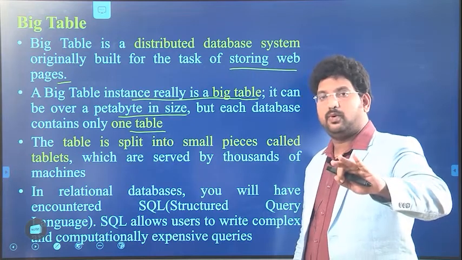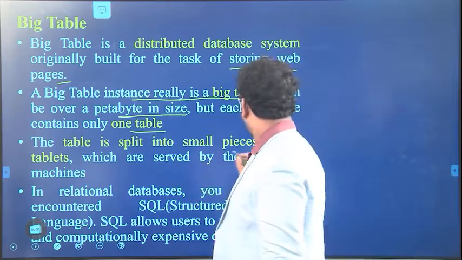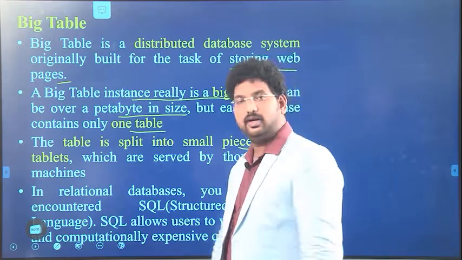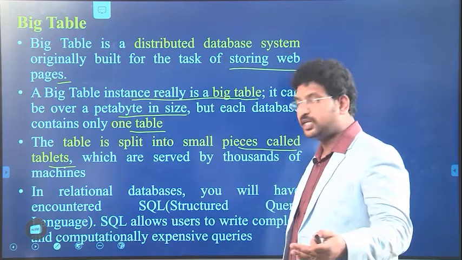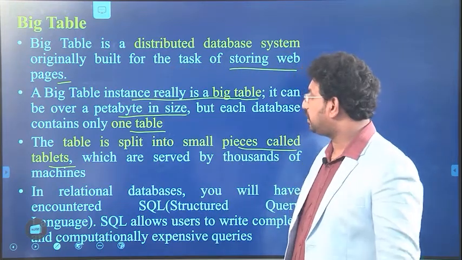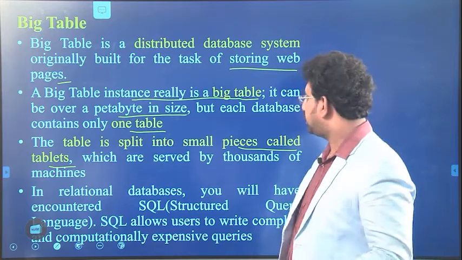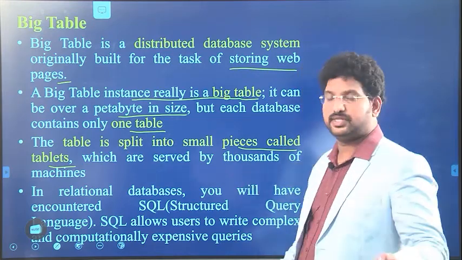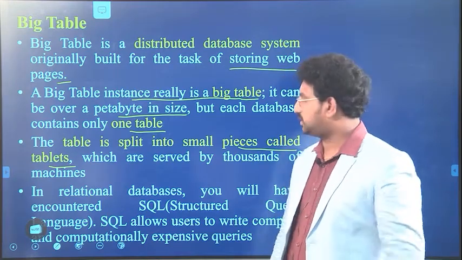The table, whatever we are talking about, is split into small pieces called tablets. We can call them tablets, which are served by thousands of machines. All the tablets are served by thousands of machines.